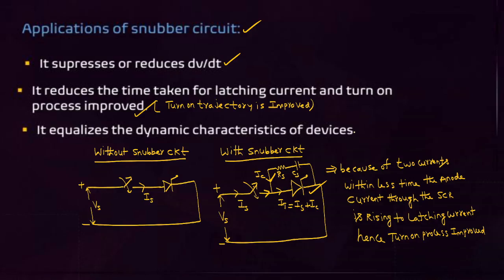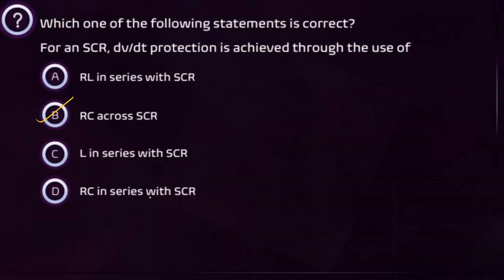It equalizes the dynamic characteristics of the device. It reduces the dV by dt, it improves the turn on process, and it equalizes the dynamic characteristics of the SCR. Because without a snubber circuit, there is only one current, and to rise to the latching current it takes more time. With the snubber circuit, there are two currents, so within less time the current will rise to the latching current. The turn on time is improved.